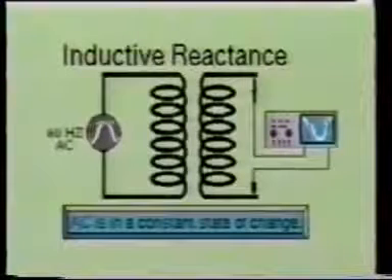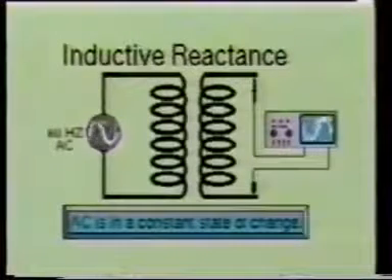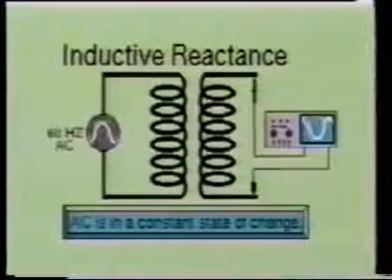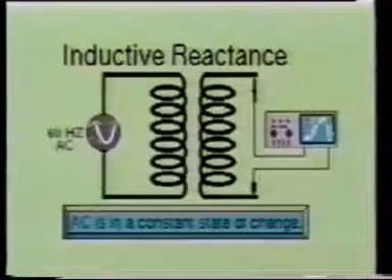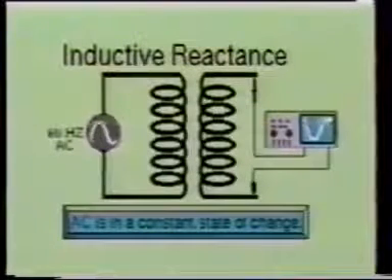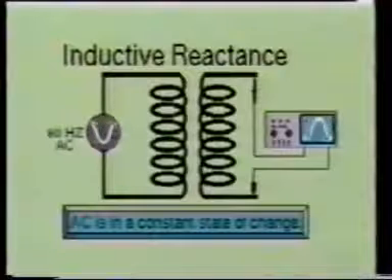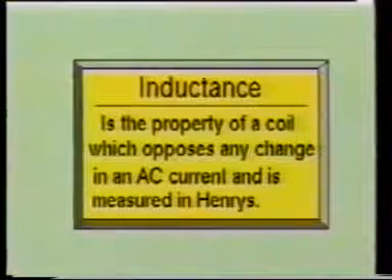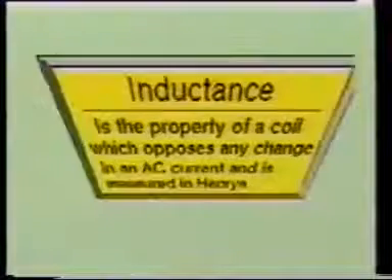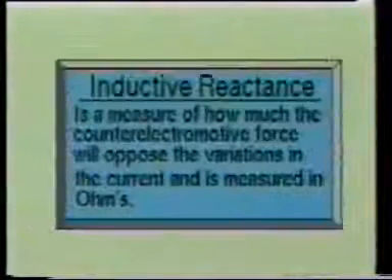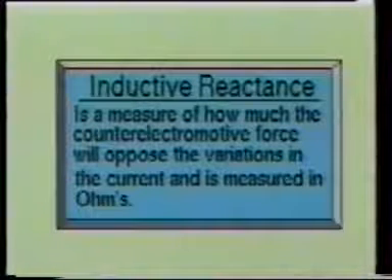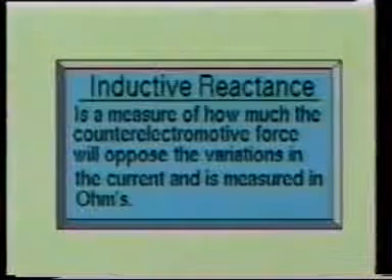Alternating current is in a constant state of change, and the effect of the magnetic fields produced when the current flows through a coil is a continual induced voltage that opposes any change in current. This reacting ability of the inductance against the changing current is called inductive reactance. As was discussed and shown earlier, inductance is the property of a circuit which opposes any change in current and is measured in henries. Inductive reactance, on the other hand, is a measure of how much the counter-electromotive force will oppose the current variations. This opposing effect of the reactance is measured in ohms.